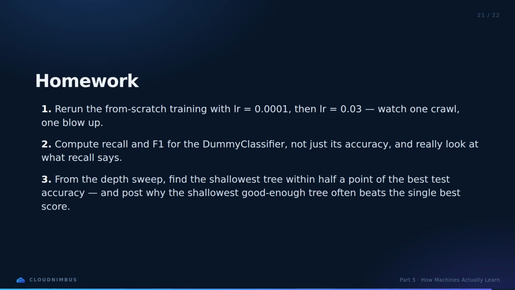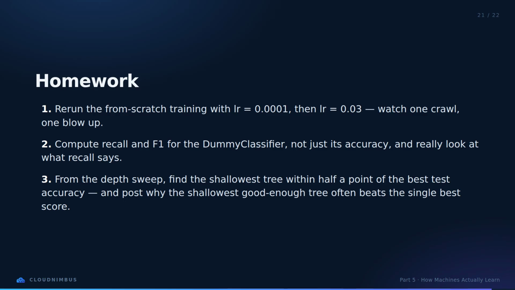Homework. 1. Rerun the from-scratch training with a learning rate of 0.001, then 0.03, and watch what each does to the loss curve. 1 crawls, 1 can blow up entirely. 2. Compute recall and F1 for the dummy classifier, not just its accuracy, and really look at what its recall is telling you. 3. Using the depth sweep, find the shallowest tree whose test accuracy sits within half a percentage point of the best one, and post that depth in the comments, along with why the shallowest good enough tree is often the smarter choice than the single best score.